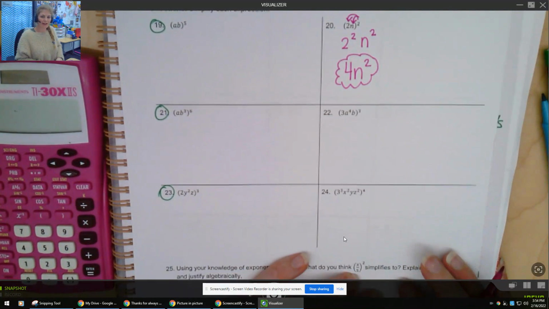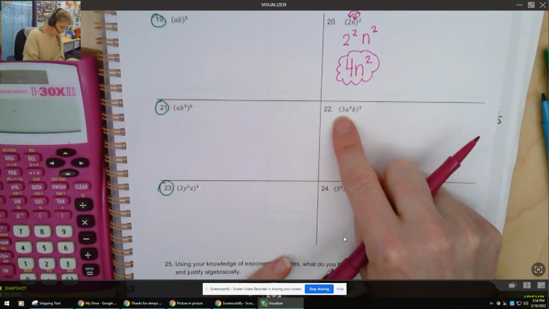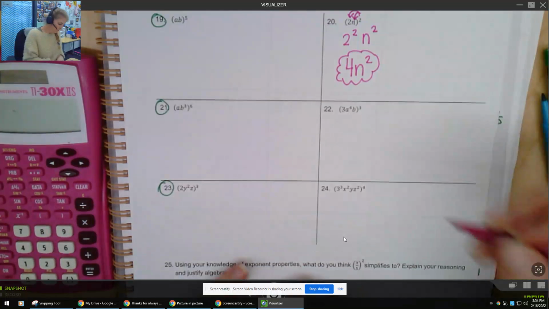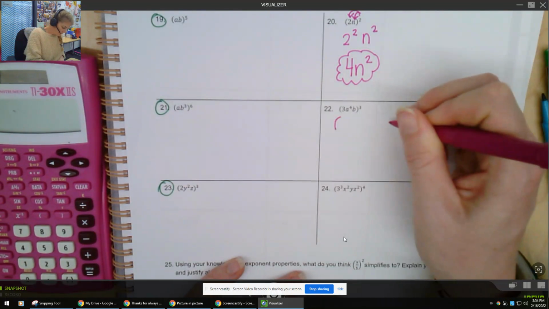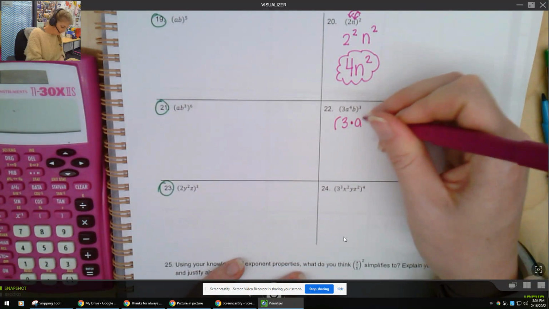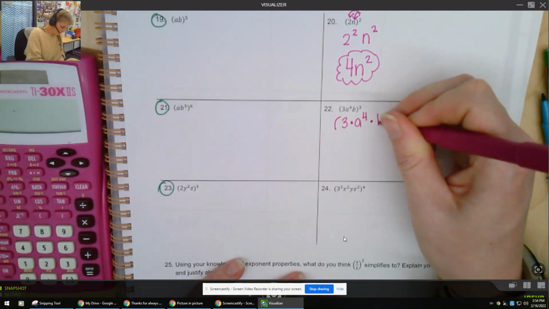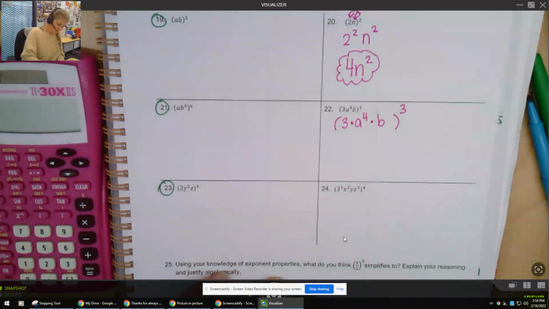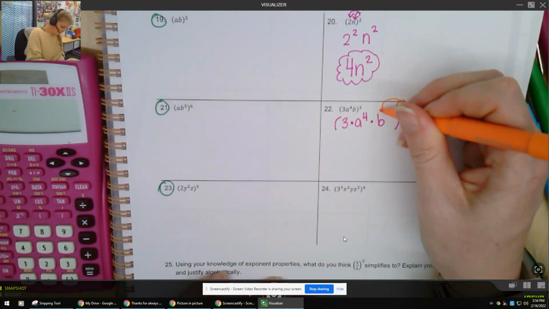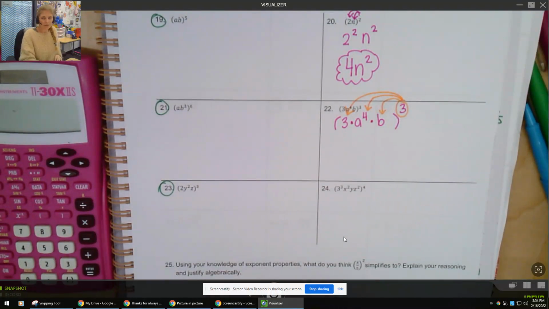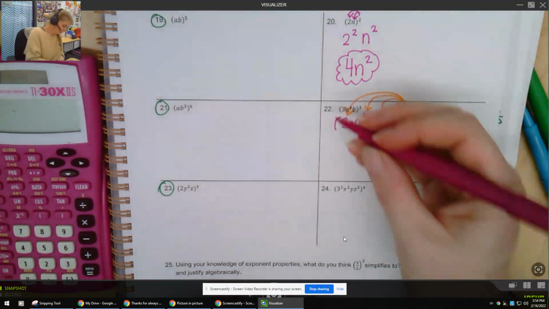Good job. The next one we're going to look at is (3a^4 b)^3. Sometimes what can be helpful is to break up what's on the inside into its factors. So (3 times a^4 times b), all to the third power. So this 3 on the outside is going to get applied to each factor. This can be super helpful as we start to look at more complicated problems.